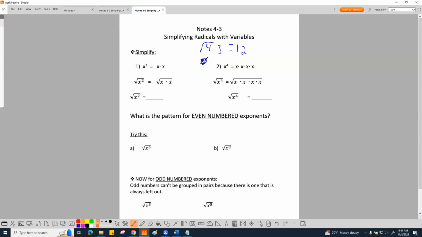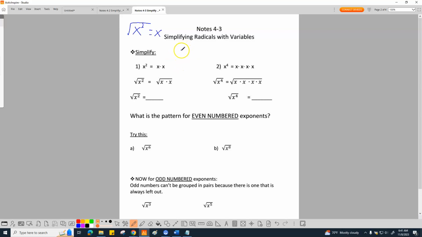Okay, cool. I think most of us understand that. We don't need to freak out about that. But now I'm going to show you something else. If I were to take the square root of x squared, I would end up with x. How did I get there?